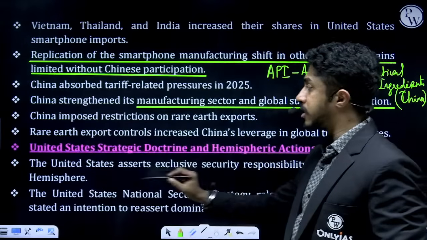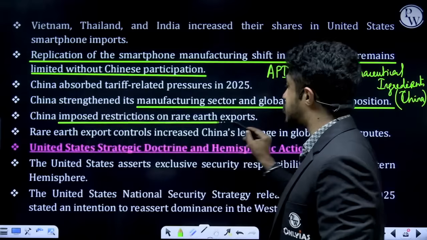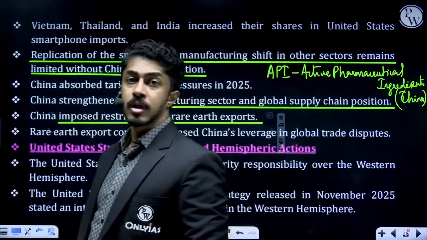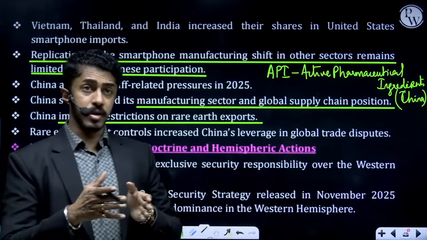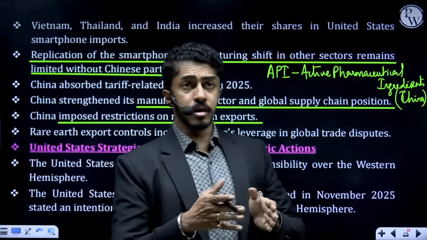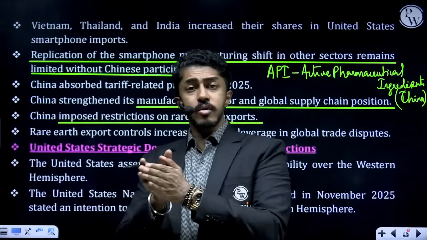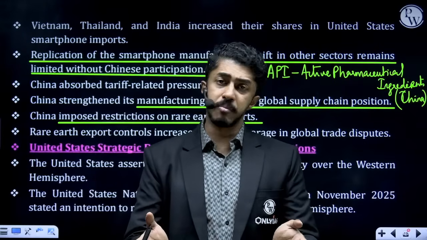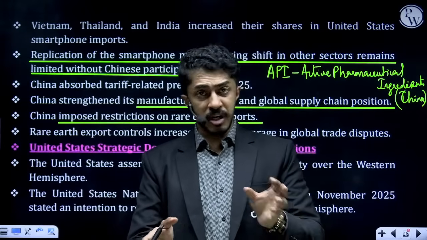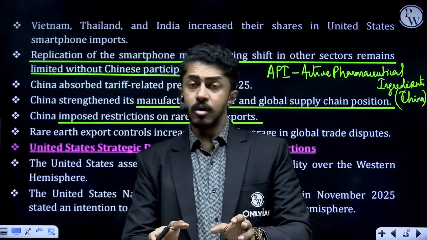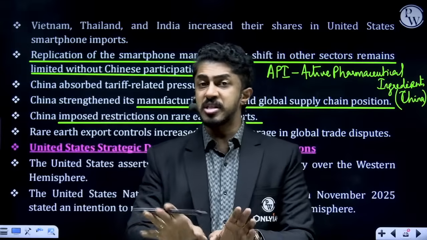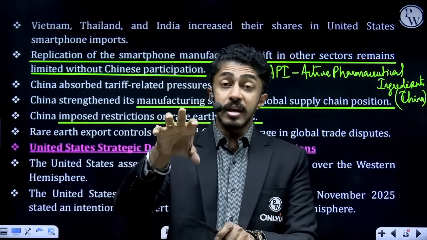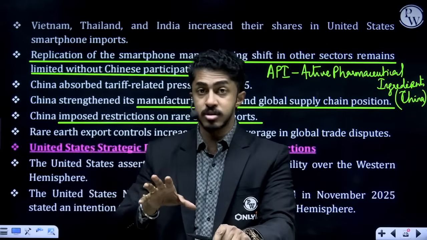Another thing they did was impose restrictions on rare earth exports. Because everybody was shifting towards electric vehicles. Getting the point here? Everybody was shifting towards electric vehicles. And for electric vehicles, what do you need? You need batteries, or you need semiconductors. For artificial intelligence also you need semiconductors. Rare earth elements, China was not having a monopoly as such.